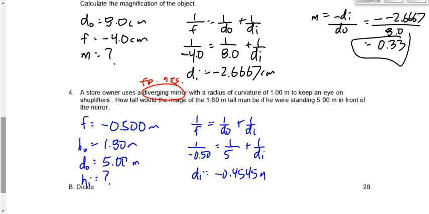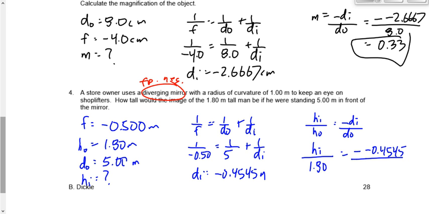Now let's say hi over ho equals negative di over do. That's the magnification equation. Negative 0.4545 divided by 5. You divide those two numbers, multiply it by 1.8, and hi works out to be 0.164 meters.